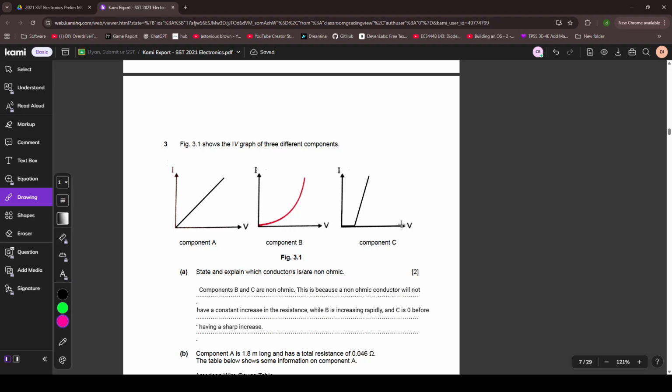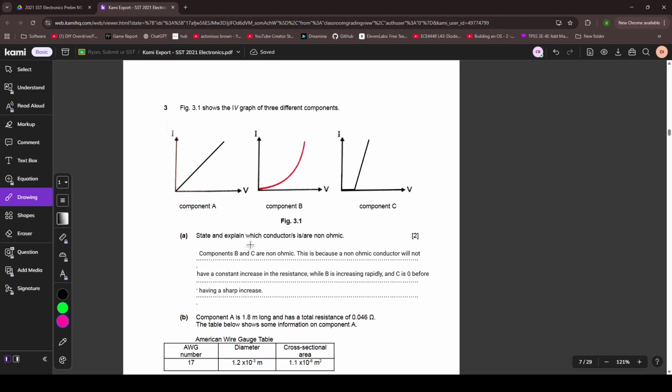Okay, IV graph of three different components. State and explain which conductors are non-ohmic. B and C are non-ohmic. Why? This is because a non-ohmic conductor will not have a constant increase in the resistance. That's not true. While B is increasing rapidly and C is 0 before having a sharp increase. That's a terrible explanation.